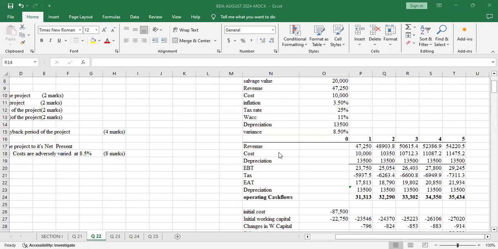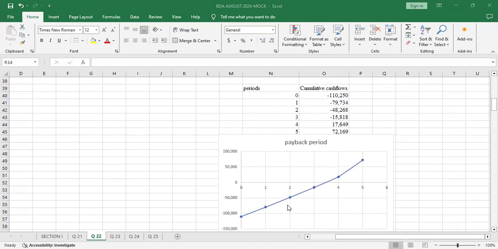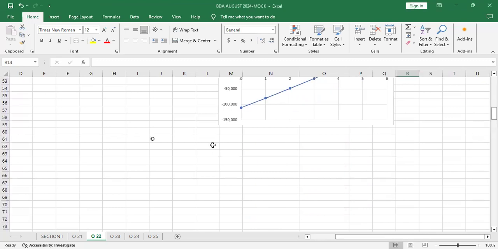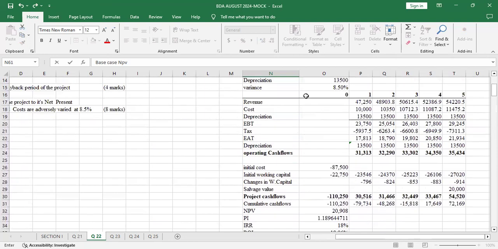Yeah, sorry, we continue. So we are to do part C, the sensitivity. We'll start with the base case NPV. Allow me to write the base case NPV before we check on the sensitivity. The base case NPV is the NPV that we got here.